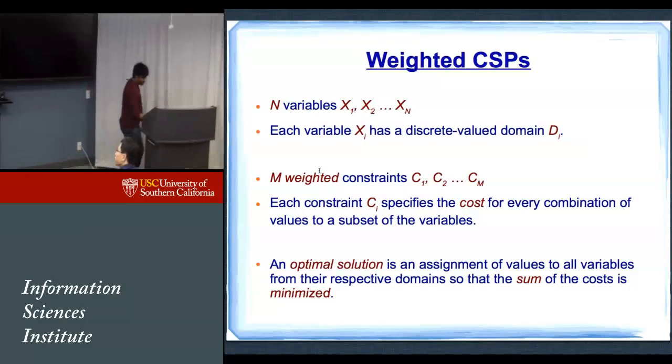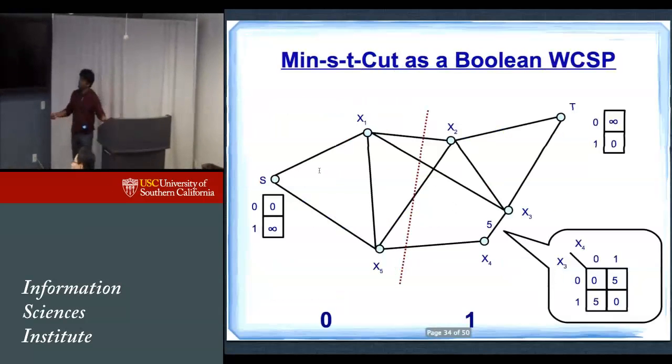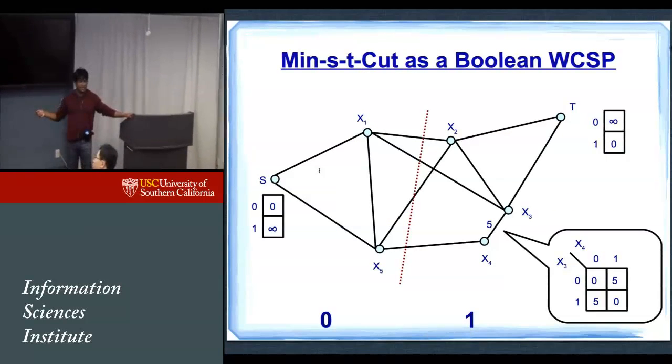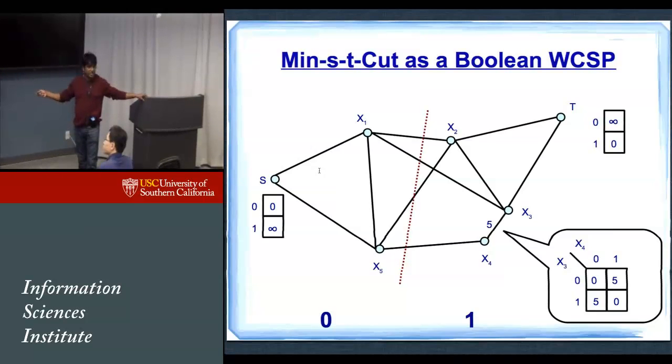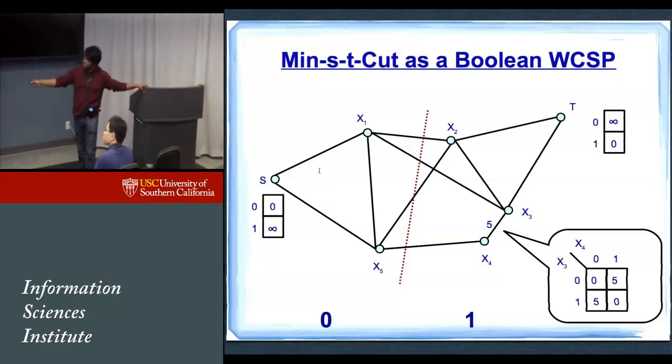Okay? So let's look at, say, the min-ST cut problem that can be modeled in the weighted CSP framework using only Boolean variables, right? So in the min-ST cut problem, you have a graph like this, with 2 nominated nodes, S and T, and you want to put the S on one side, call it the left partition, and T on the other side, the right partition, and you want to cut as few edges as possible in between. I mean, you could weigh the edges if you wanted to, right?